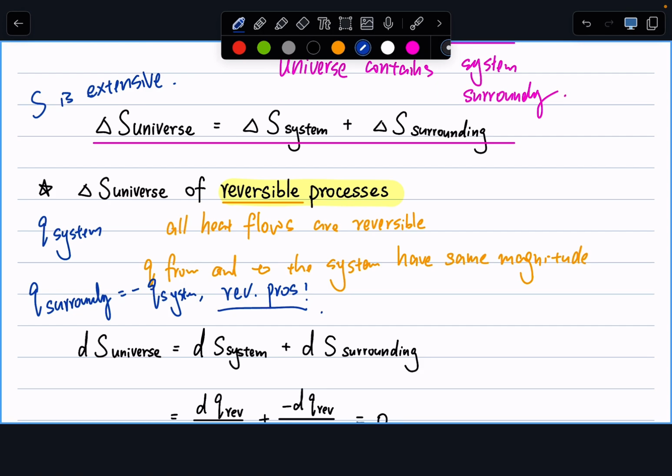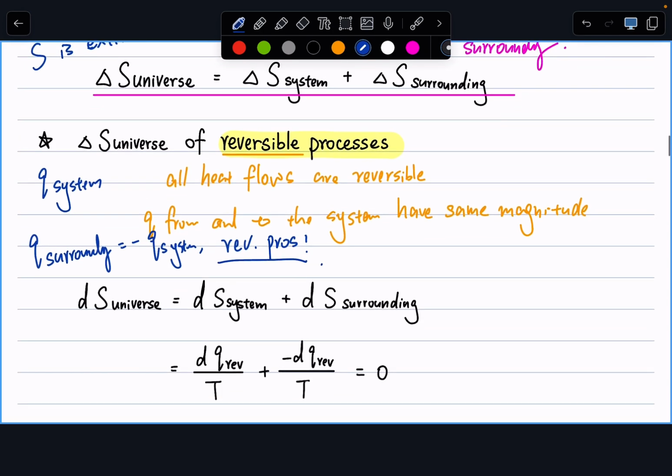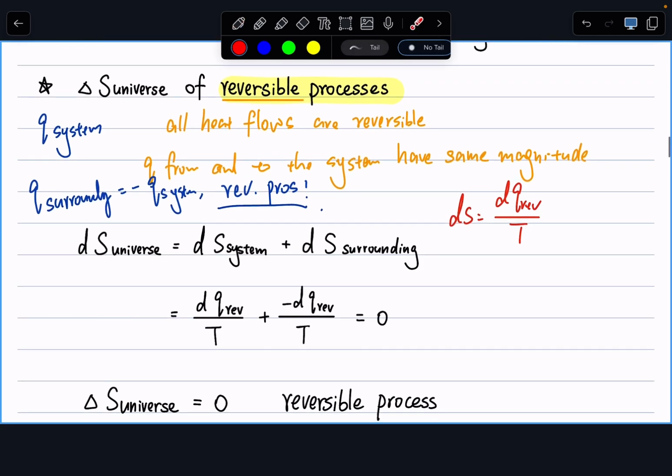And then we're ready to use our definition of entropy to solve for the total delta S of the universe. And obviously, we have dS universe equals dS system plus dS surrounding. Now, using the definition that dS equals dQ reversible over temperature, in this case, on the left-hand side, my dQ reversible will always cancel out with the right-hand side, because this part is my dS surrounding.